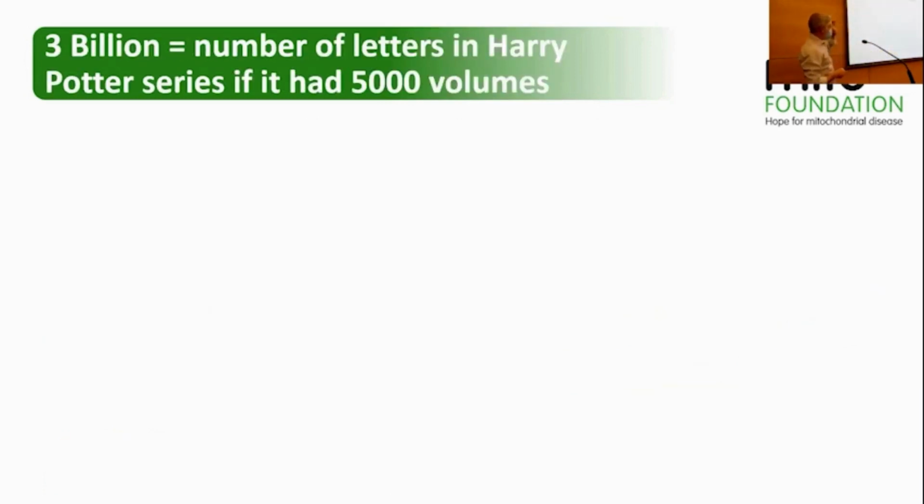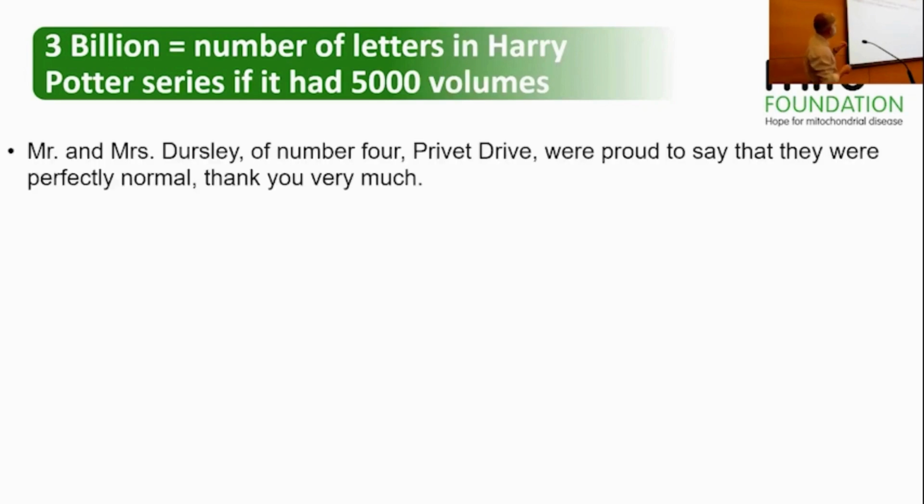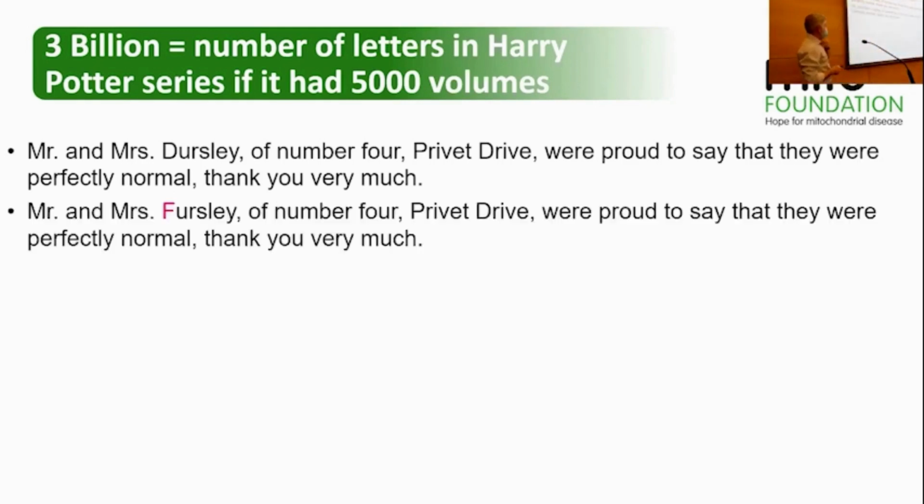So here's my Harry Potter analogy. 3 billion letters is about how many you'd find if Harry Potter had 5,000 volumes instead of 7. And just to labour this point, look at the first sentence of the first book: Mr. and Mrs. Dursley of number 4 Privet Drive were proud to say that they were perfectly normal, thank you very much. A single nucleotide variant or a point mutation is just something like this. One letter has changed in the sentence. It's now Thursley rather than Dursley. That doesn't have a big impact on this sentence, probably, other than it looks a bit funny. So it may or may not be a problem.